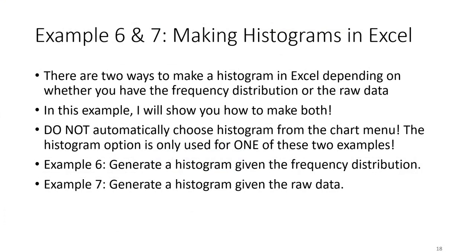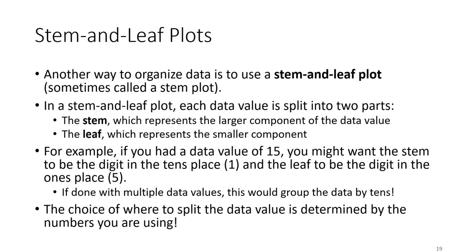Finally, another way to organize data is called a stem and leaf plot, or sometimes just a stem plot. In a stem and leaf plot, we split the data into 2 different parts. The stem, which represents the larger component of the data value, and the leaf, which represents the smaller component. For example, if we had a data value of 15, we might want the stem to be the digit that's in the tens place, 1, and then the leaf to be the digit that's in the ones place.